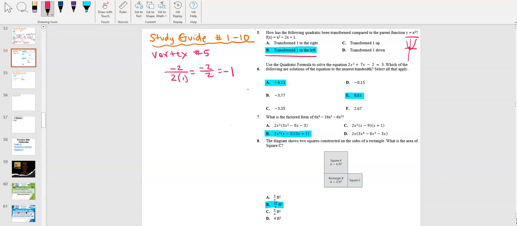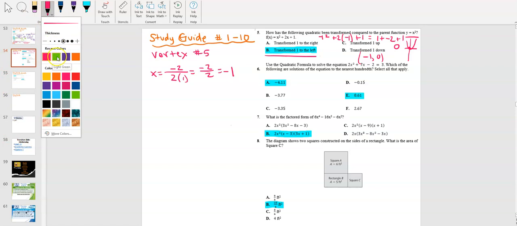If I then take this x value and plug it into my equation to find y, I would have negative 1 squared plus 2 times negative 1 plus 1. And that becomes 1 plus negative 2 plus 1, which is 0. So my y value is 0, which means that y goes nowhere. Okay, so my new vertex is negative 1, 0, and therefore all that happens is it transforms 1 to the left.